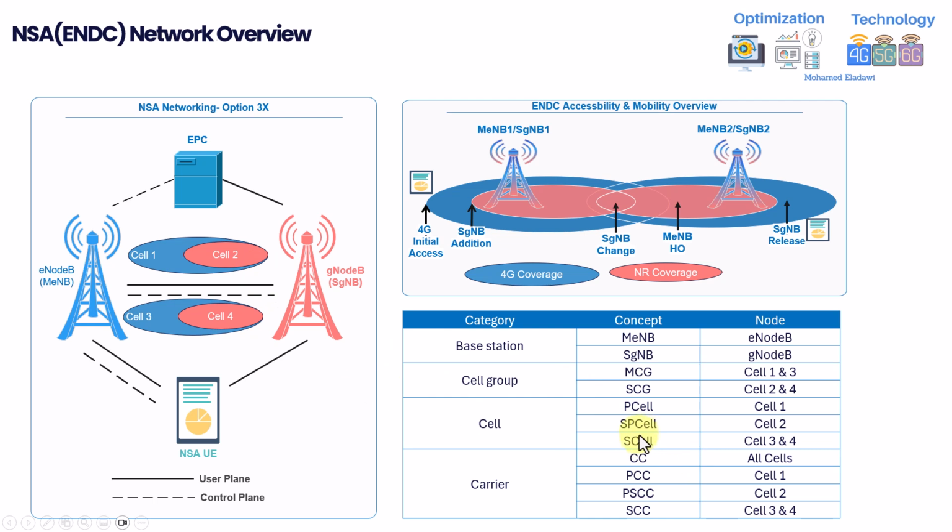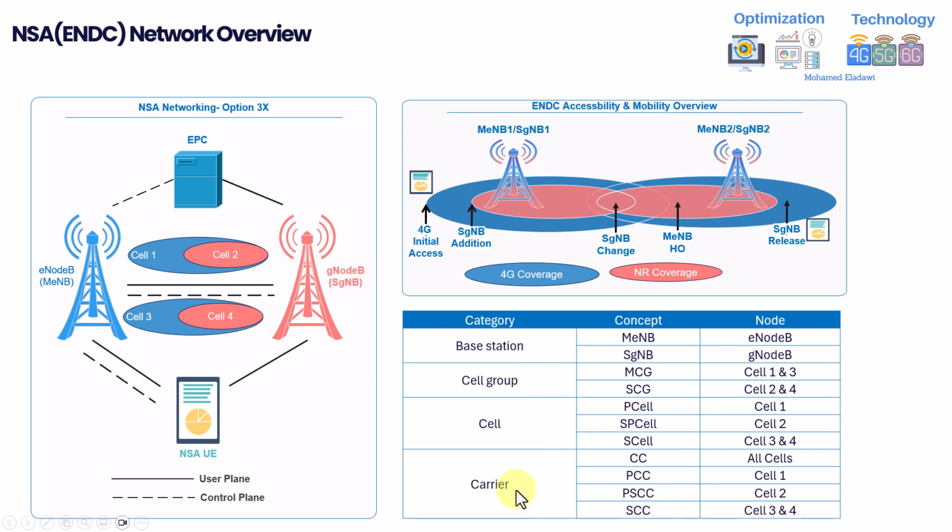Then you will have the secondary cell. Secondary cell is any secondary cell for both nodes, which is cell 3 and cell 4. Keep this in your mind, because this is very, very important, especially when you look into the RRC configuration message. You will always see SPCell, SCell. So you'll understand that SPCell is mainly for the secondary node's primary cell.